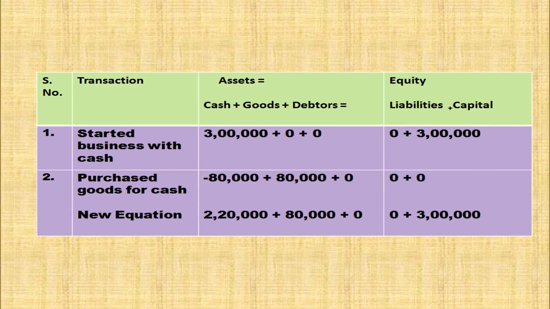Second transaction, purchase goods for cash. Goods are coming inside the business. So in the goods column, added 80,000. When goods are purchased, cash is going from the business. So in the cash column, deducted 80,000. The new accounting equation will be: cash column balance 2,20,000 plus goods balance 80,000 equals liability 0 plus capital balance 3 lakh.